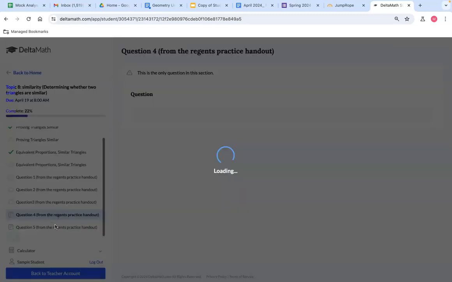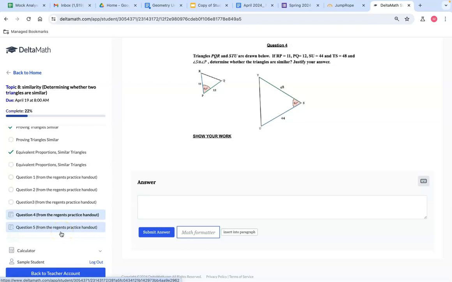For questions 4 and 5, I'm going to be grading that at some other point, and it's not going to tell you if you're right or wrong.